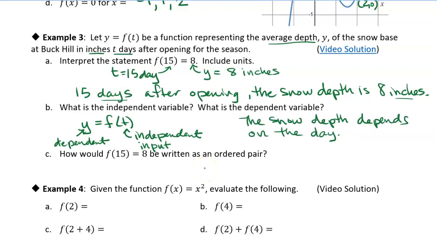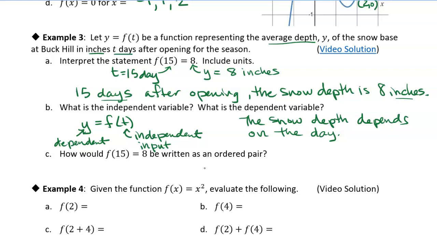And that makes sense, right? Because if I give you a day, there should only be one snow depth for that particular day that was measured, right? If I gave you a snow depth, there could be more than one day that had that snow depth, depending on the weather and whether we've had snow or whether it's been melting.